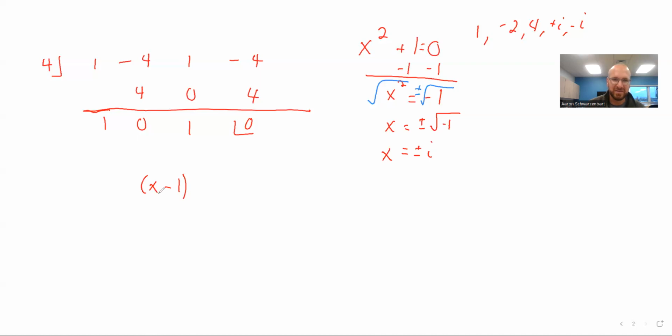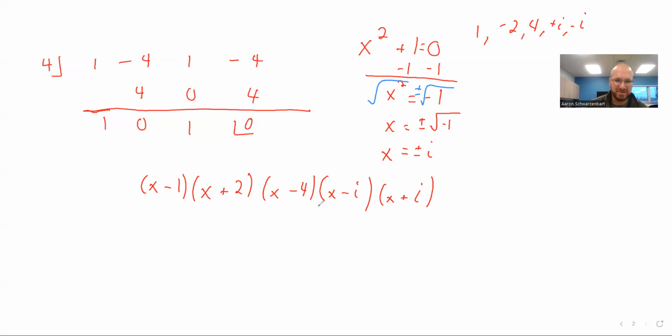The solution that gives me 1 is x minus 1. The solution that gives me -2 is x plus 2. x minus 4 for the 4. x minus i gives me positive i. x plus i.